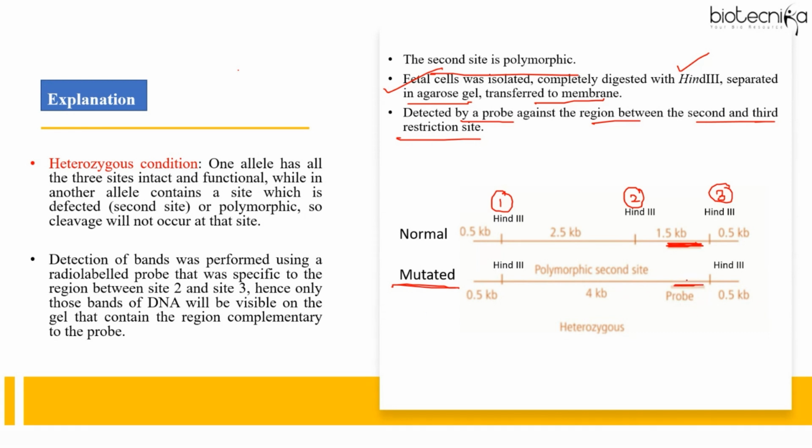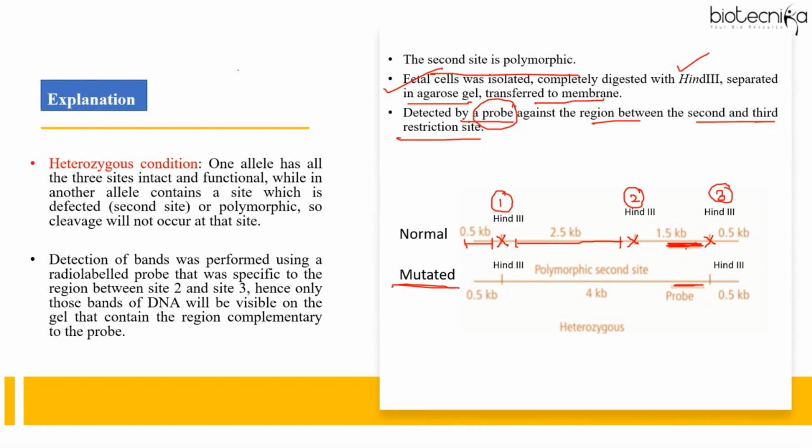But if you perform the digestion, HindIII will cut here, here and here, right? So you will get one fragment of 0.5, another fragment of 2.5, a third fragment of 1.5 and a fourth fragment of 0.5 kb. But as you are separating the fragments, transferring to the membrane and using a probe specifically for the second and third restriction site, only the region to which the probe binds will be seen.